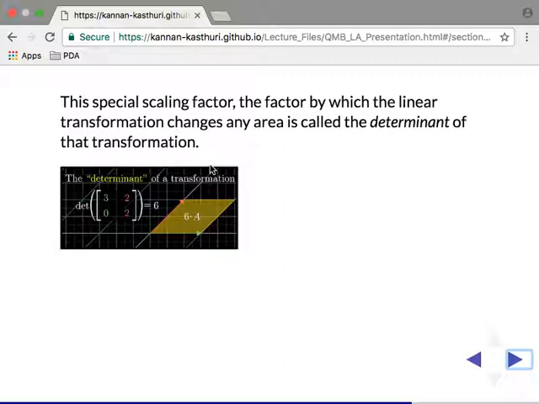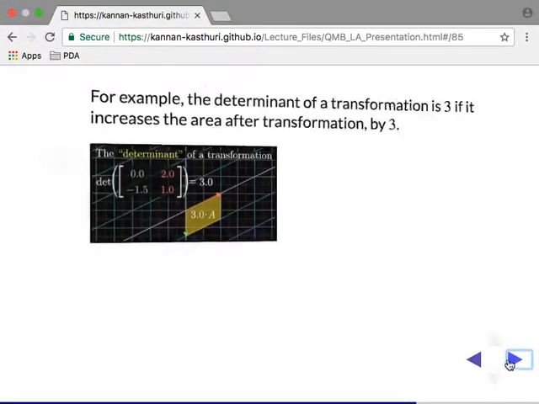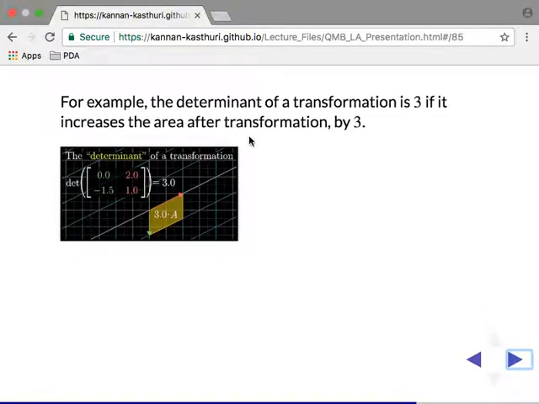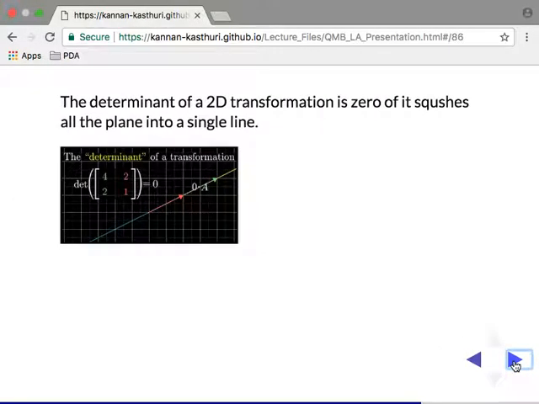Ultimately, that's what the determinant is all about. You have a determinant of a transformation, right? It is how the transformation shapes, how it makes the area bigger or smaller, that is what the determinant of a linear transformation or a matrix is. For instance, the determinant of a transformation is 3 if it increases the area after transformation by 3 times, right? So you will get 3 times the area.